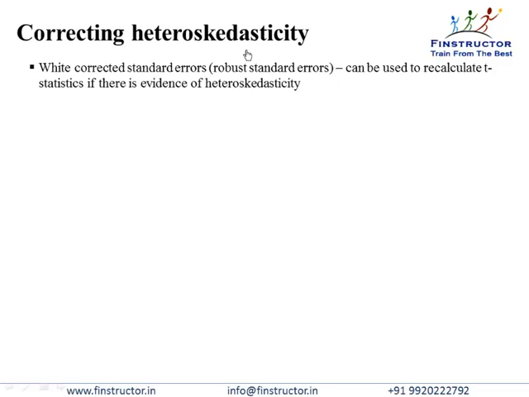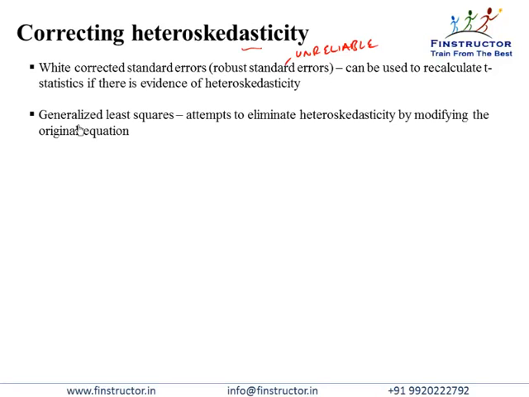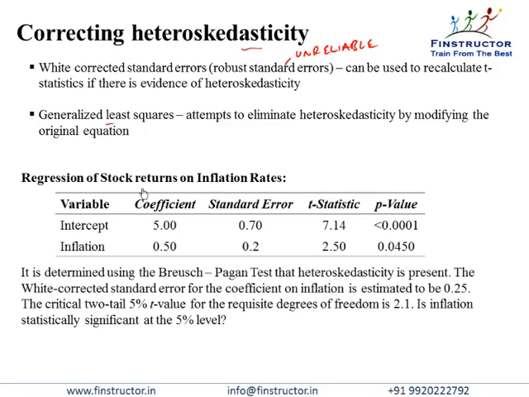Please recall, what was the problem with heteroskedasticity? That these standard errors are unreliable. So if we use the White corrected method and the White corrected standard errors, we will be taking care of that unreliability, and these revised values will give us the correct hypothesis test. We can also use another method called generalized least squares that is not as popular, that attempts to eliminate heteroskedasticity by modifying the original equation. So just know that there is one more method also available, but you don't need to know the details of that. Remember, normally if conditional heteroskedasticity is present, use White corrected standard errors.